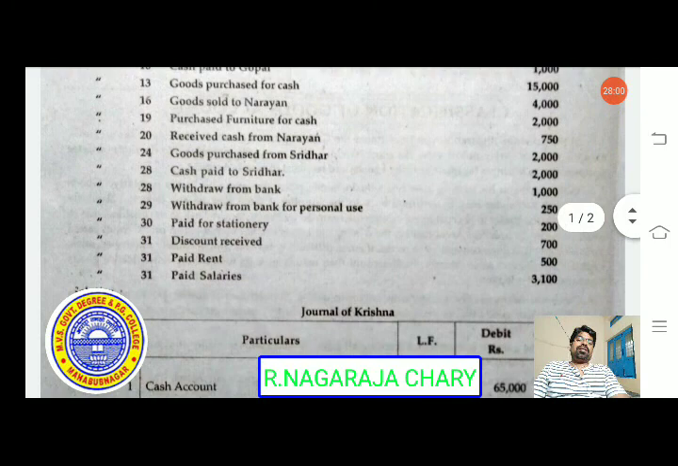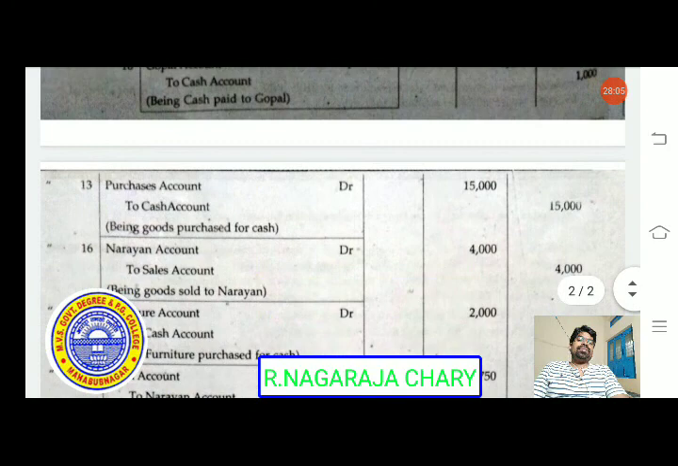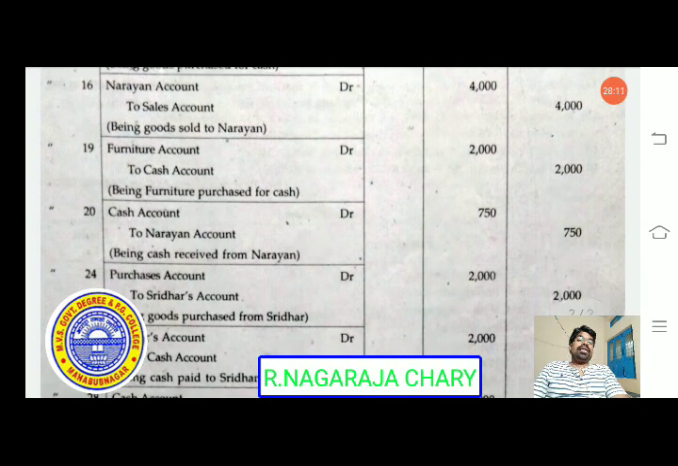On 19th, purchased furniture for cash. So here we are purchasing furniture. Furniture is an asset. Any asset comes under real accounts. So furniture account is to be debited and cash account is to be credited. So furniture account debtor to cash account, 2,000 and 2,000. Okay. Being furniture purchased for cash, that is 2,000 to 2,000.